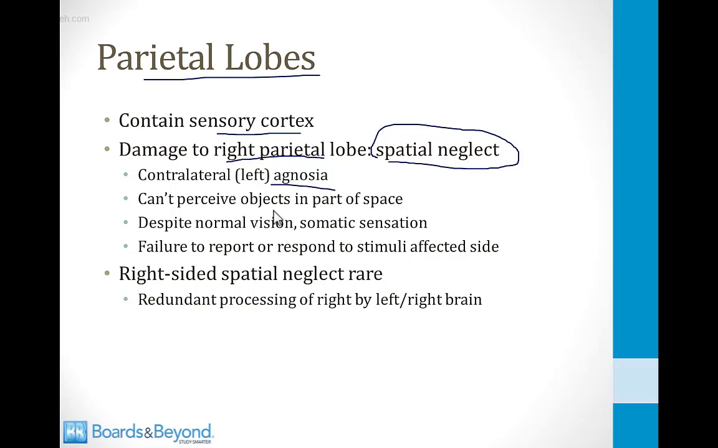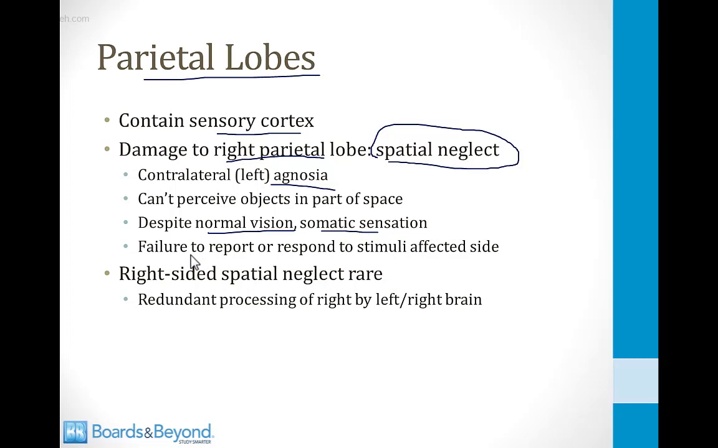They can't perceive objects in that part of space. You can show things in that part of space and they won't see them or react to them. But if you test their vision and their somatic sensation, everything is there. It's just that their brain is not registering it. Basically, a failure to respond to stimuli on the affected side.